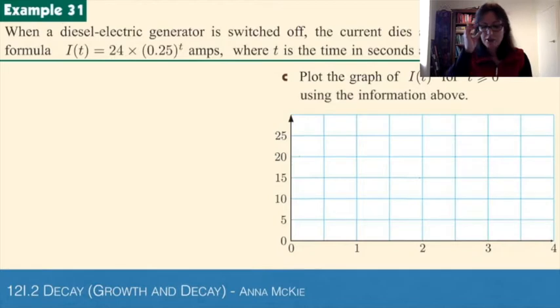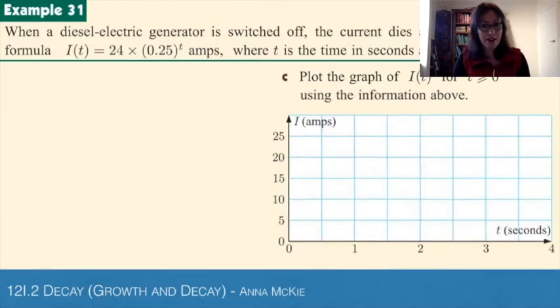Next part, we're asked to plot the graph of I of t for t greater than 0 using the information above. So you would think about your scale. We started with 24 amps and we're decreasing, so you need to make sure that's the highest point on your graph. And think about some of the values we've had for t. We had 0, 1, 2, 3, so make sure they're along the axes.